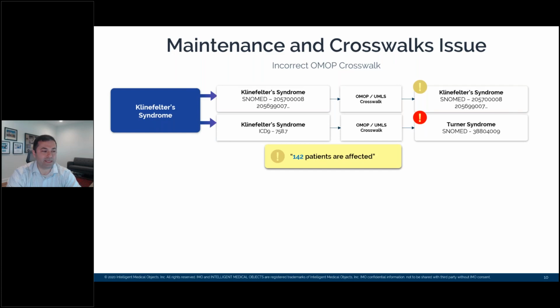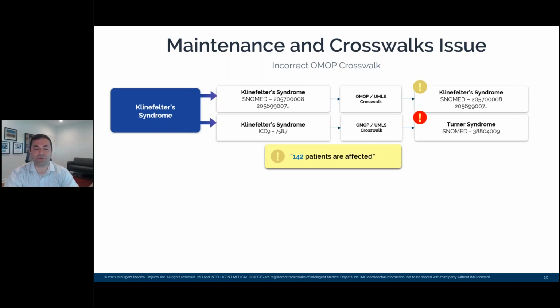Same thing with things like Klinefelter syndrome, rare disorder types that actually might not have equivalent crosswalks present here. In these cases, the crosswalks themselves actually represented an incorrect code crosswalk. And this is always problematic. Can you trust the originating underlying data? And in this case, 142 patients were affected here.